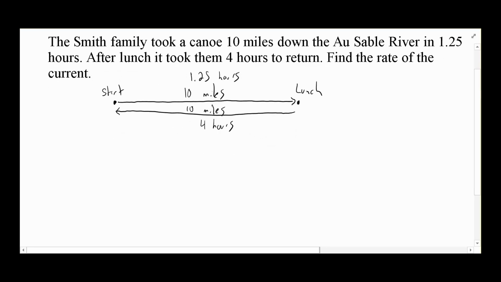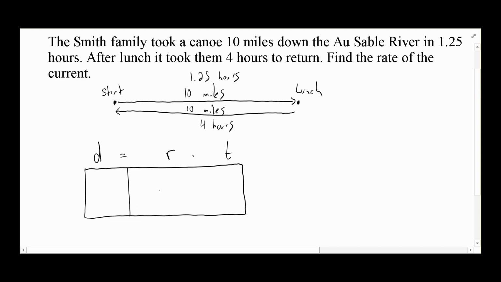Now let's try to organize our information in a DRT box. So we've got D equals R times T, and we need to organize each of these quantities that are involved. In this case, our two rows are going to be with the current and against the current. Now, as we said, in each way, the distance stayed the same. The distance was 10 miles.